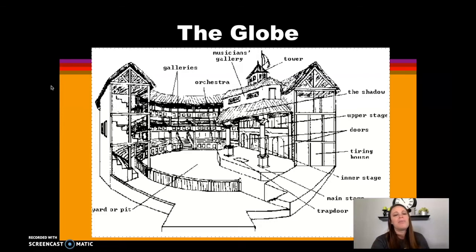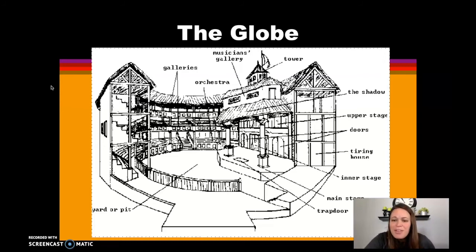There's kind of another image of the globe, or kind of a diagram of the globe. Again, you can see where the groundlings would stand there. The galleries were kind of where the seats were. Again, I was so glad that I paid for a seat. The musicians gallery you can see right above there. So they did have music during the plays. In fact, that was part of the entertainment as well. The tower up at the top, that's where you would see the flag being waved, whether it was white or red or black, depending on whether it was a comedy or a history or a tragedy.